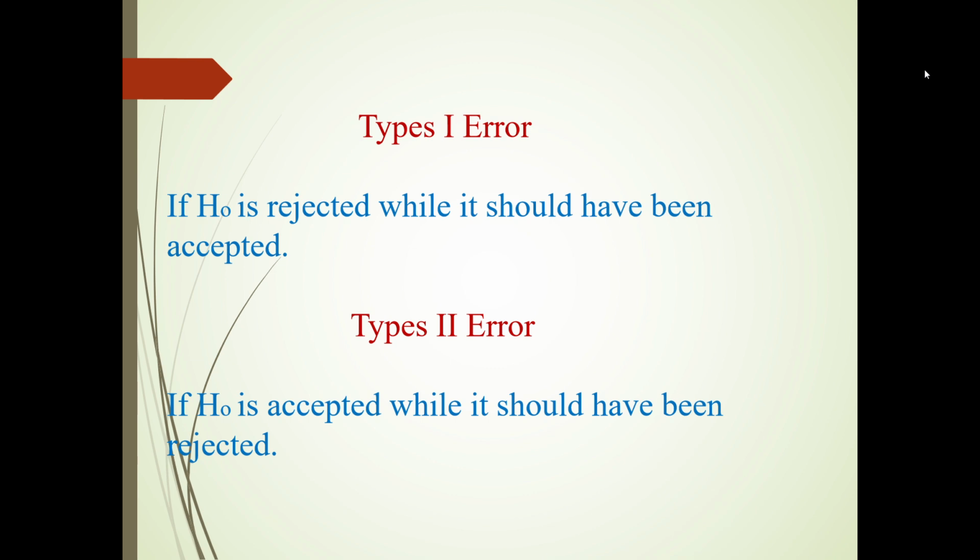The definition for type 1 error is, if H0 is rejected, but actually H0 we have to accept, that is type 1 error. After calculating, if we get H0 is accepted, but actually H0 we have to reject, it is type 2 error.